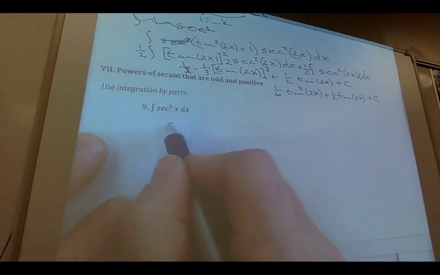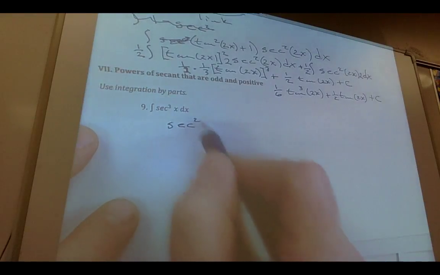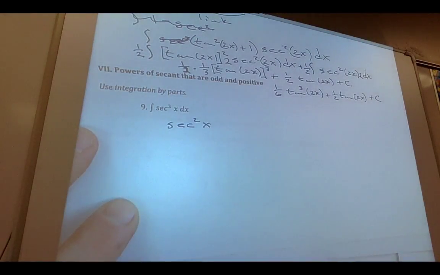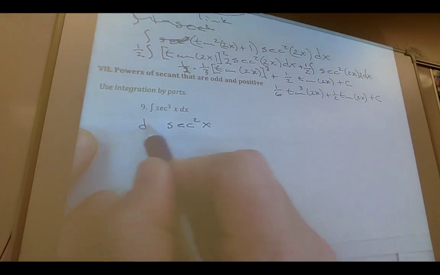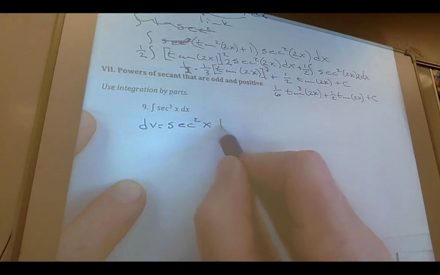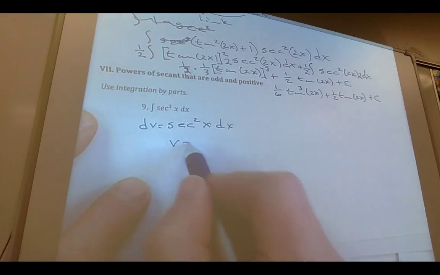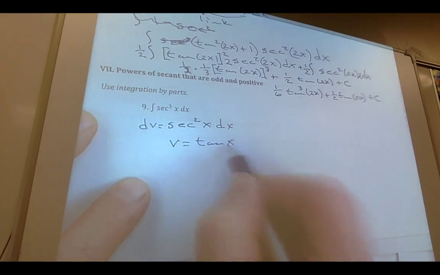I'm going to break it down like this and see if you can tell me. I'm going to have a secant squared x. What am I going to do with that? Am I going to take the derivative of that, or the antiderivative of that? Do you know what secant squared is the derivative of? Yeah. Tangent. So I'm going to integrate this one, so v is going to be the tangent of x.